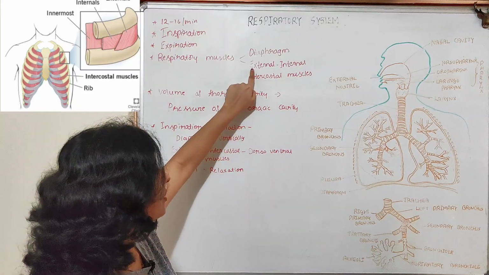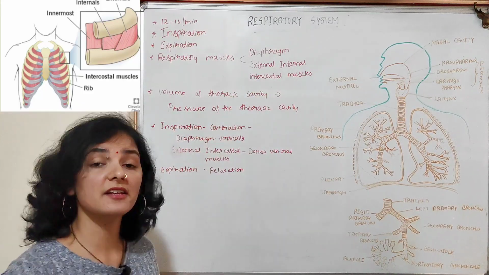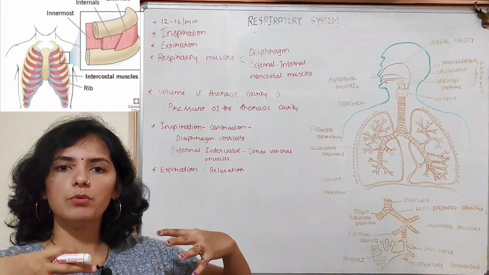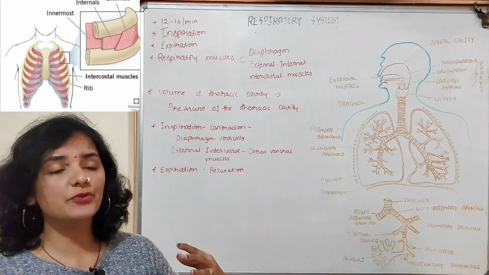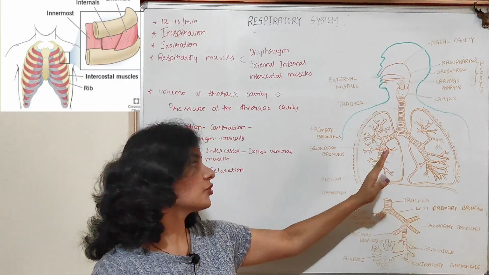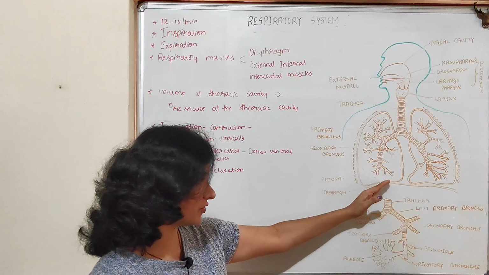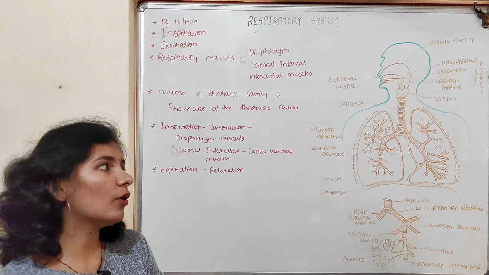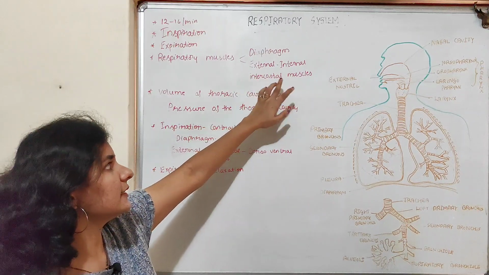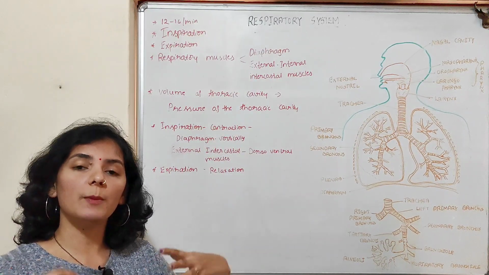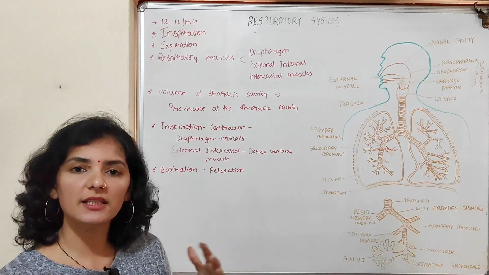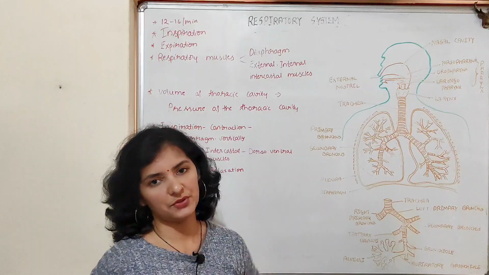Similarly, when there is a contraction of external intercostal muscle, which are present between the ribs, what happens? These ribs move upward and outward. So because of that, there will be an increase in the volume of the thoracic cavity in the dorsoventral axis. So when there is a contraction of diaphragm, there is an increase in the volume in anterior posterior axis, and when there is a contraction of external intercostal muscle, the ribs will move upward and outward, because of which the volume of the thoracic cavity increases in the dorsoventral axis.